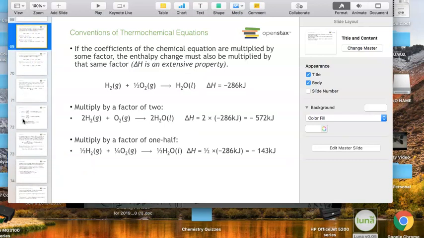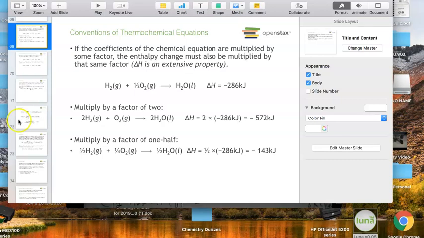Some conventions for thermochemical equations: if the coefficient of the chemical equation is multiplied by some factor, the enthalpy change must also be multiplied by that same factor. The change in enthalpy is an extensive property, so it basically means that it matters how much you have.